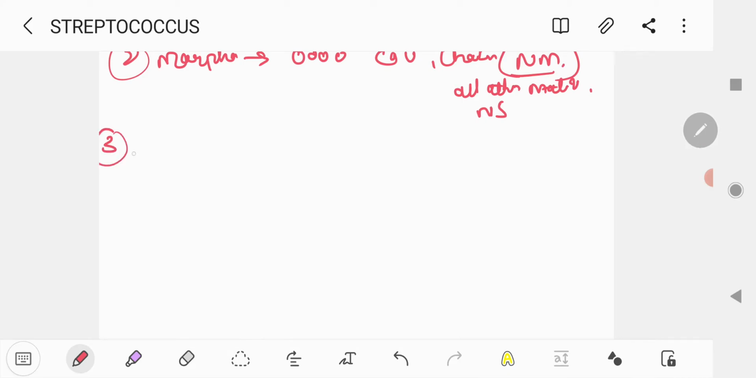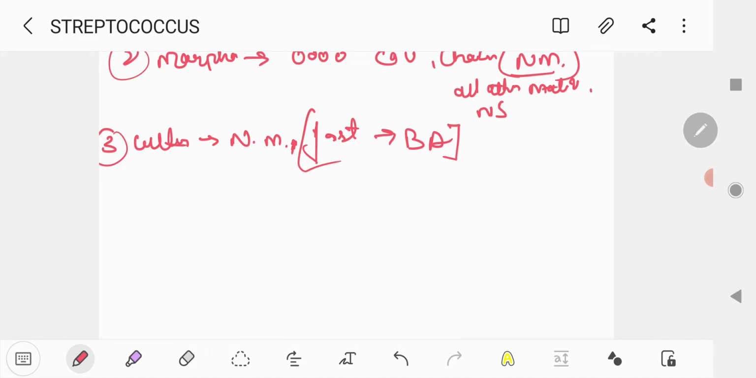Then the third point is our culture. Normally we can grow it in solid media, and if we want to grow it very fast, we can grow it in blood agar, or we can also grow it in sugar agar or serum agar.